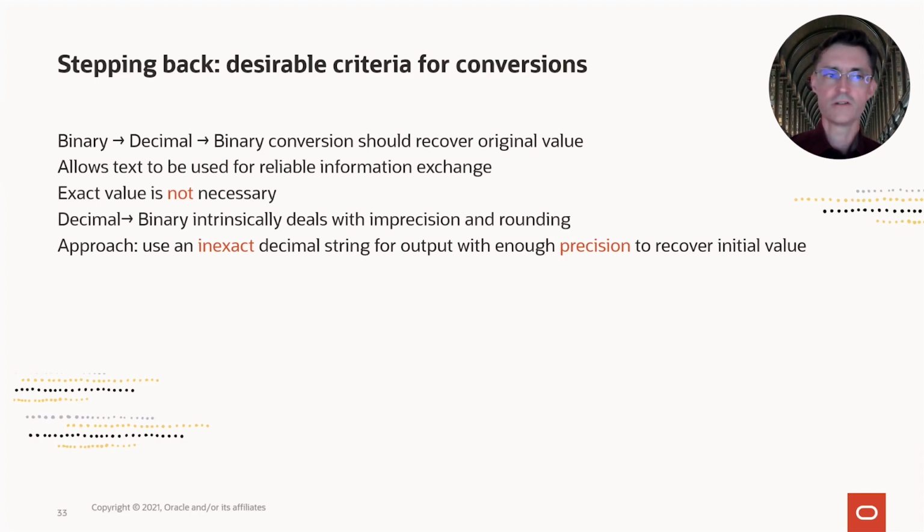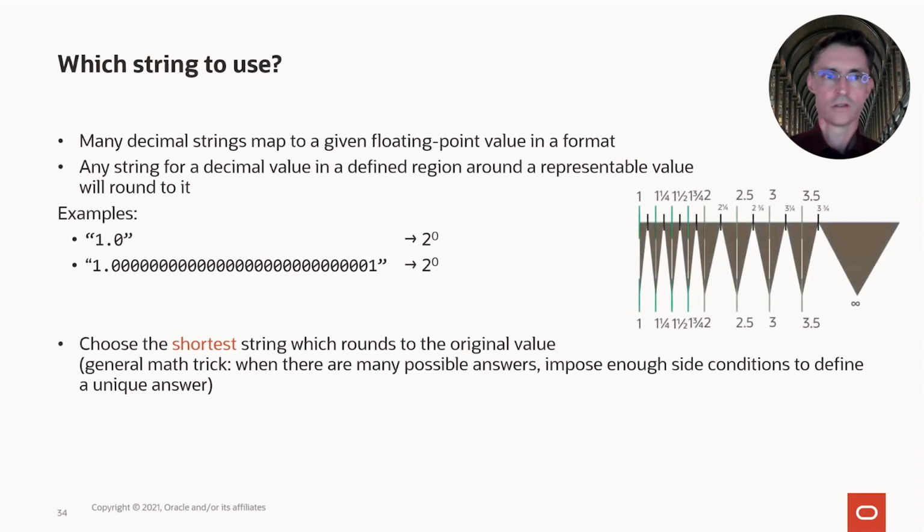So our approach here is to use an inexact decimal string for output, but one with enough precision to cover the initial value. As we saw before from the rounding example, there is a whole region of the number line that will round to a given floating point value. So which string representing that number should we choose? Why don't we have a rule of choosing the shortest string which rounds to the value? And this is a general mathematical trick. When you have many possible answers or an infinite number of answers, impose some side conditions to define a unique answer.